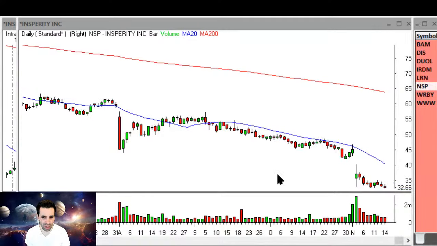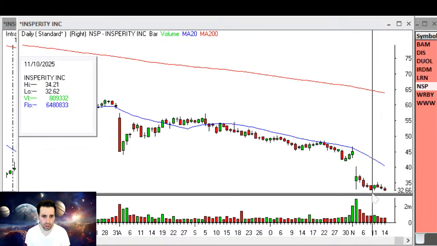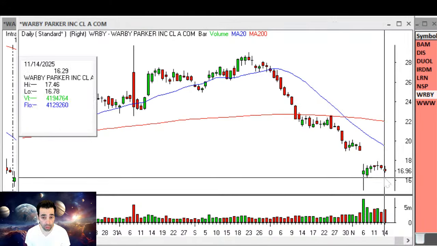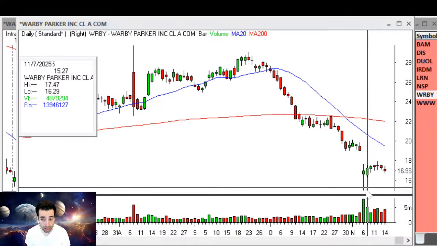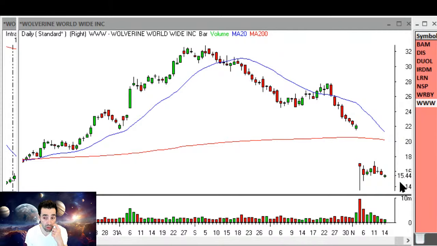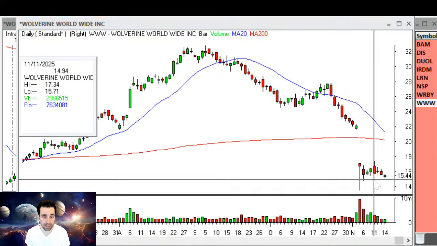NSP is already kind of going, but does look lower still. Short under 32, looks like 32.60. Stop over 35.12. WRBY, daily sell setup, looks good under 16.77, 78. Stop over 17.91. Target maybe the prior low, which is 15. And then the WWW, similar to WRBY, looks lower under 15.18 with a big stop over 17.34.